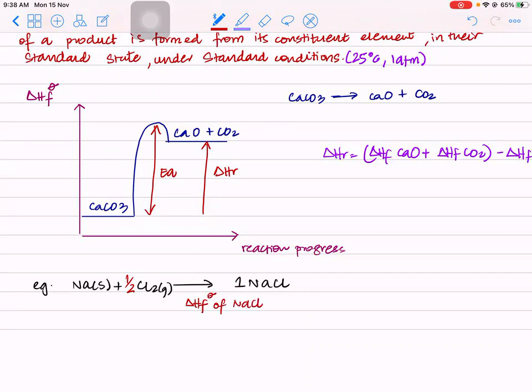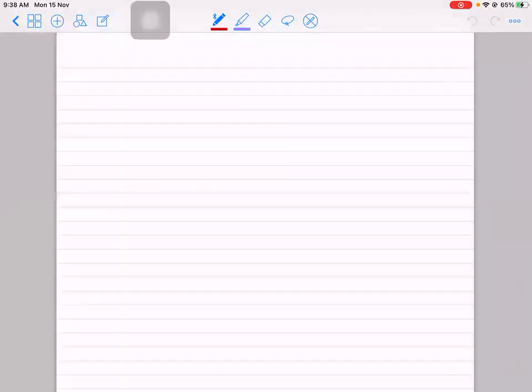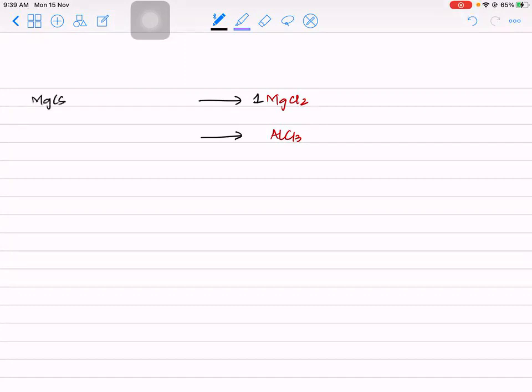Clear? Now let's write down the equations for enthalpy change of formation of MgCl2, AlCl3. Magnesium chloride, how much should it be formed? 1 mole. From its constituent elements, what are the elements in MgCl2? Magnesium and chlorine. What is the standard state of magnesium? Magnesium, solid. What about chlorine? Cl2 gas. This right here becomes your equation for delta HF of MgCl2.